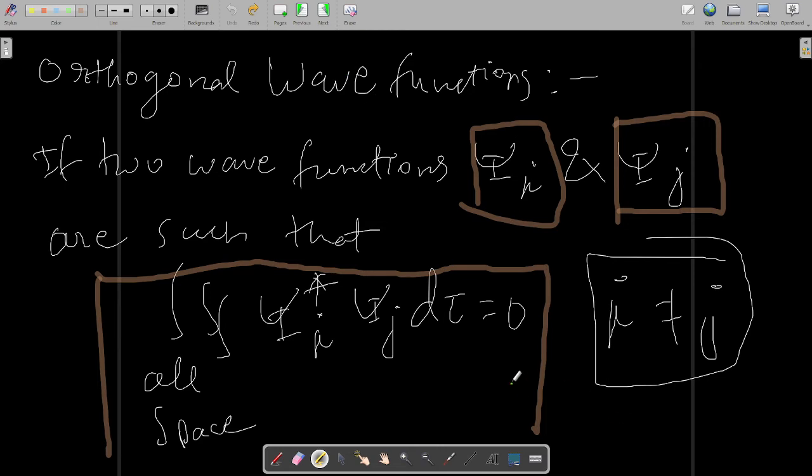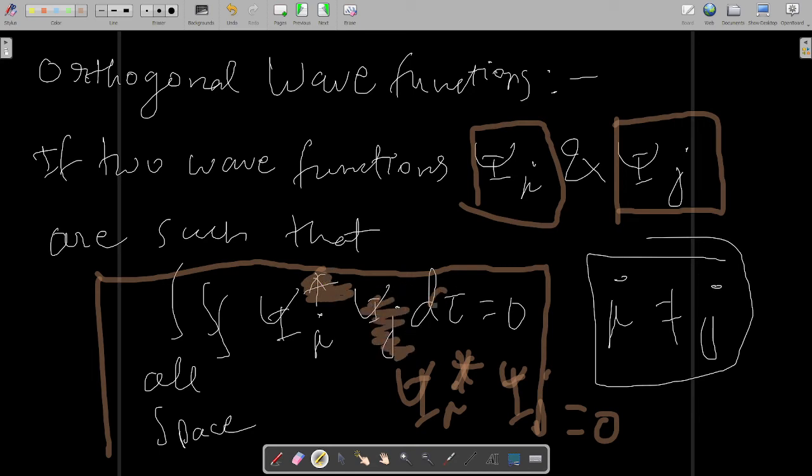Let me write over here that suppose psi i is there and you take its conjugate. If you take psi i's conjugate and multiply it with psi j and integrate it over the volume, then it will yield you 0. For example, I have taken the conjugate of psi i and multiplied it with psi j, and I have taken the volume integral over all the space. So conjugate of psi i multiplied by the normal function. Normal function means without conjugate.